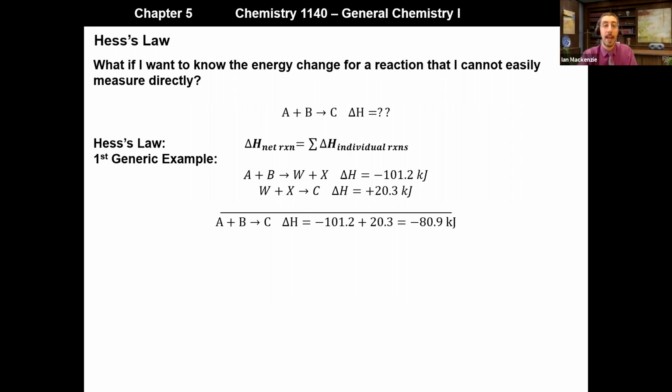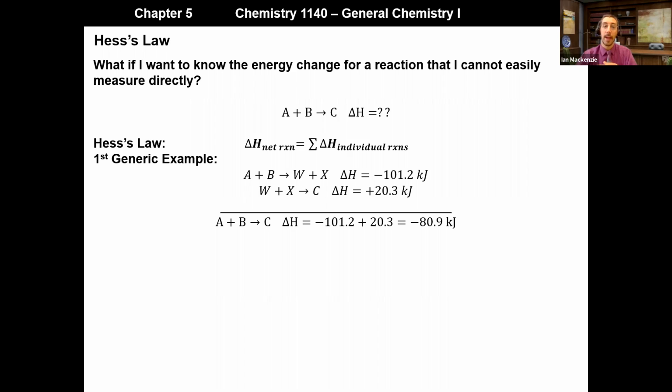Well, you can simply add those together, and you would add everything on the left side of the equation. So you get A plus B plus W plus X goes to W plus X plus C. Then you just go through and you cancel out anything that appears on both sides of the equation. So W appears on both sides, X appears on both sides. You cancel those out, and you're left with a net reaction, which is just A plus B goes to C.